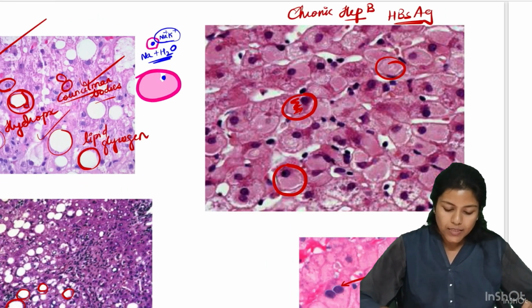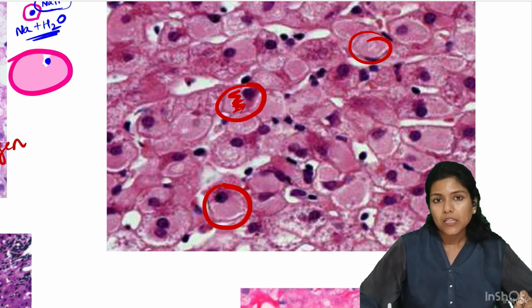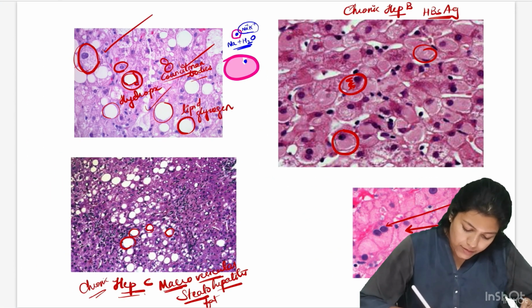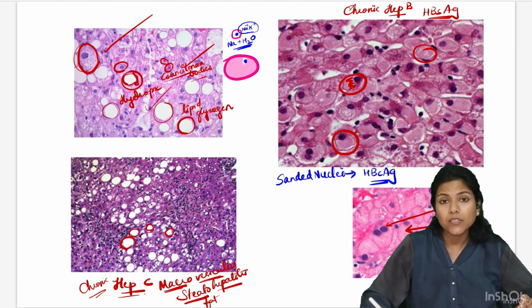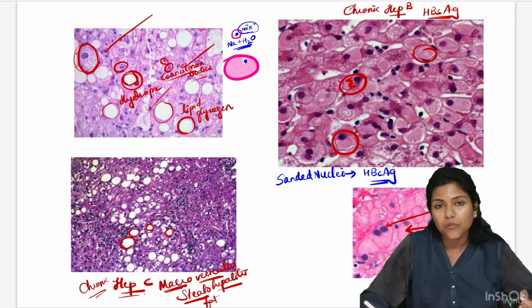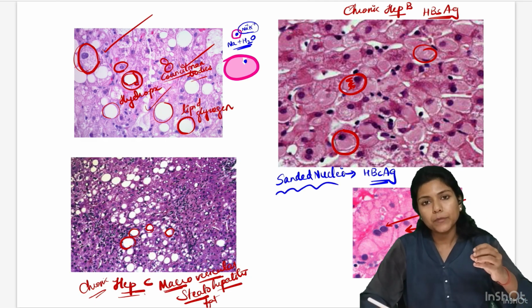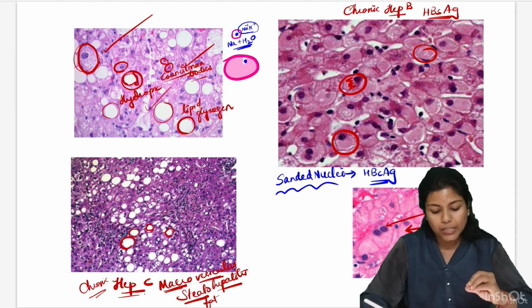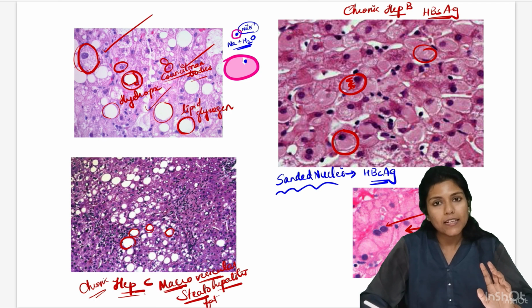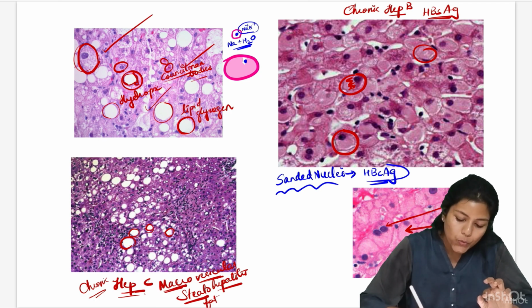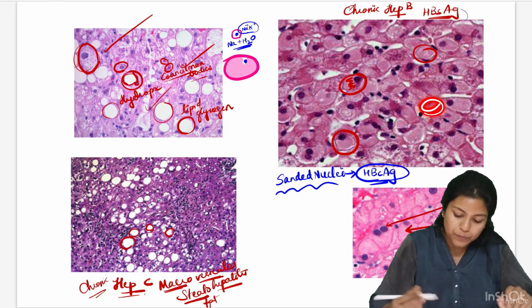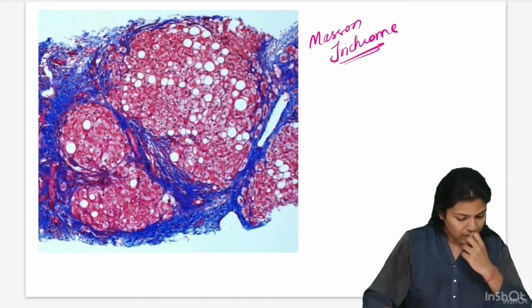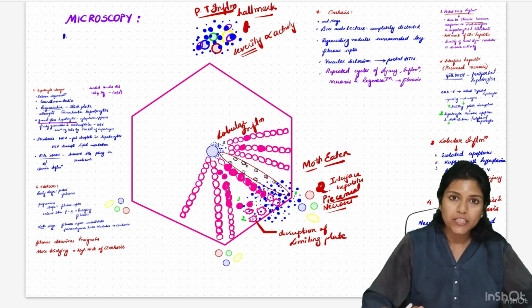Also, in this image, I have spoken about the ground glass opacity. But in a few other cases, there will be sanded nuclei because of the presence of hepatitis B core antigen. Core antigen gets deposited in the nucleus of the infected hepatocyte in chronic hepatitis B. Sanded nuclei means the nucleus will appear powdery. Here in this slide, we are unable to point out the sanded nuclei. Few slides show the sanded nuclei, which is due to hepatitis B core antigen deposition. The ground glass opacity is because of surface antigen in the cytoplasm. So this is about the microscopic features of chronic hepatitis B.